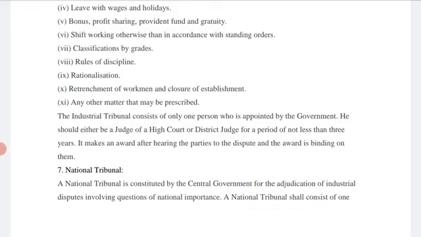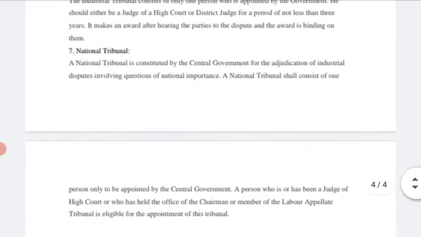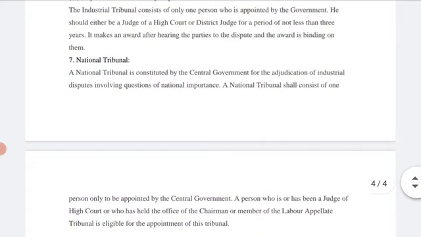Okay, then the National Tribunal. What is National Tribunal? National Tribunal is constituted by the central government for adjudication of industrial disputes involving questions of national importance. A national tribunal shall consist of one person only, to be appointed by the central government. A person who is or has been a judge of a high court, or who has held the office of the chairman or the member of the labor appellate tribunal is eligible for the appointment to this tribunal.